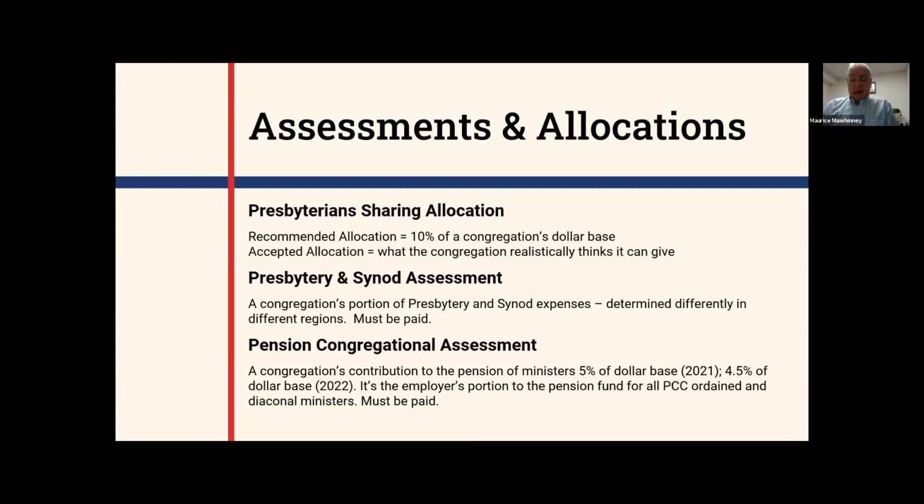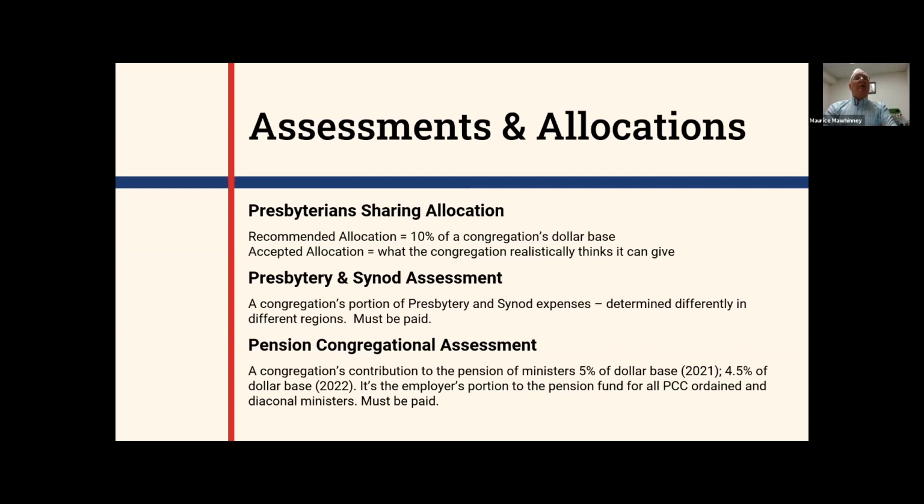Assessments and allocations. Again, congregations are encouraged to accept an allocation. You probably have already received your proposed allocation that came out from Winford Drive earlier this month, saying this is what we're proposing. And you as a congregation have to decide what you're going to accept. The recommended allocation is 10% of the dollar base. The dollar base is determined on the statistical report that is filed each year, and so they take 10% of that.